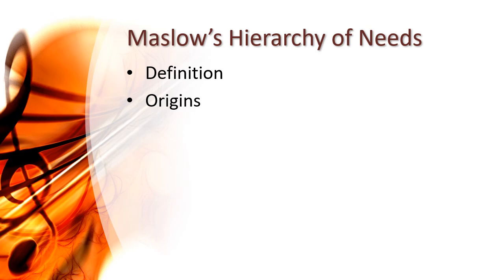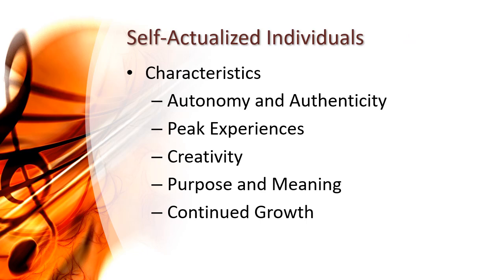Origins: proposed by Abraham Maslow at the highest level in his hierarchy of needs, which suggests that once basic needs, physiological, safety, love, and esteem, are met, individuals strive towards self-actualization. Characteristics of self-actualized individuals include autonomy and authenticity. They are self-directed and true to themselves with a strong sense of identity.